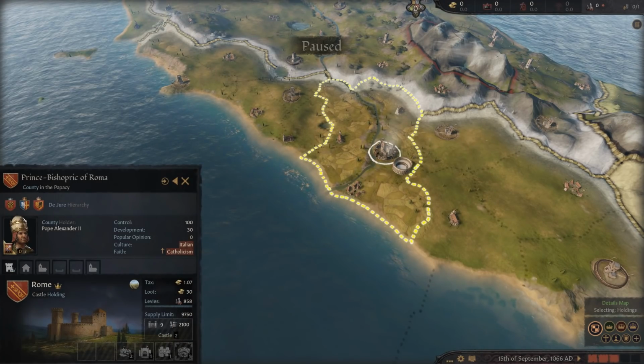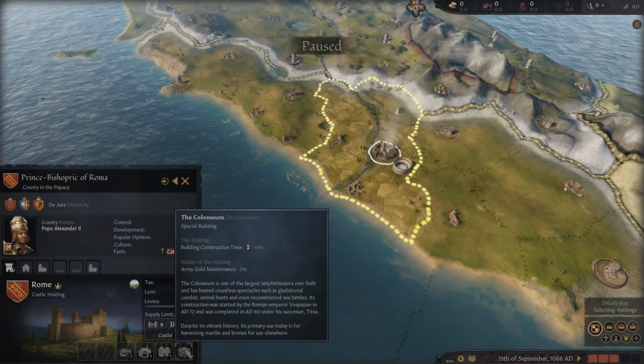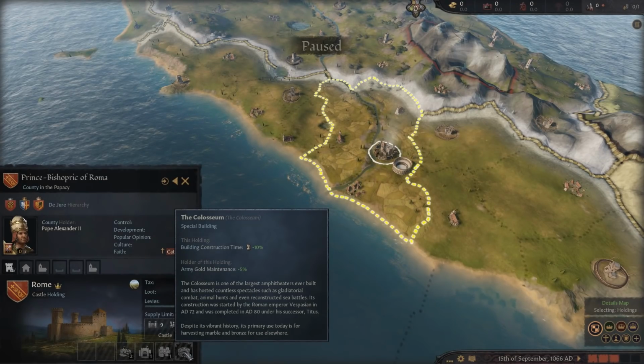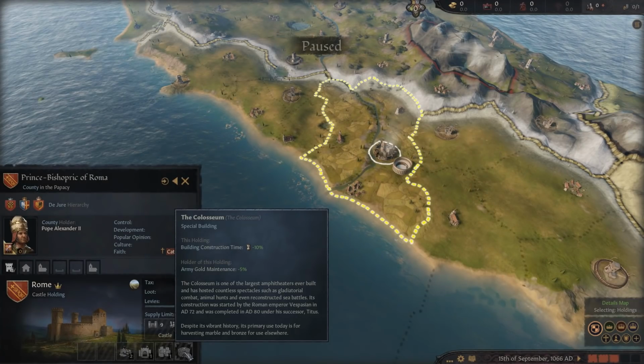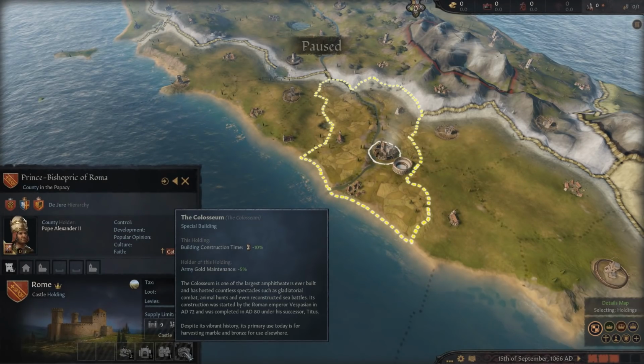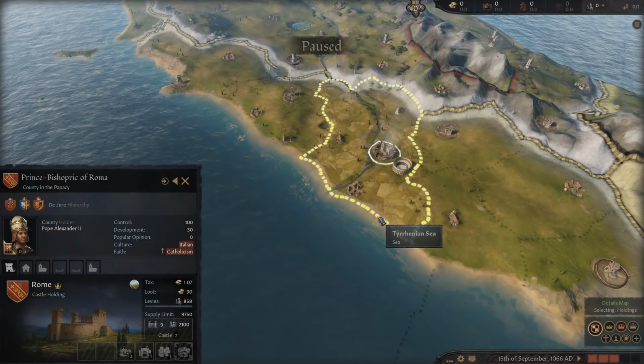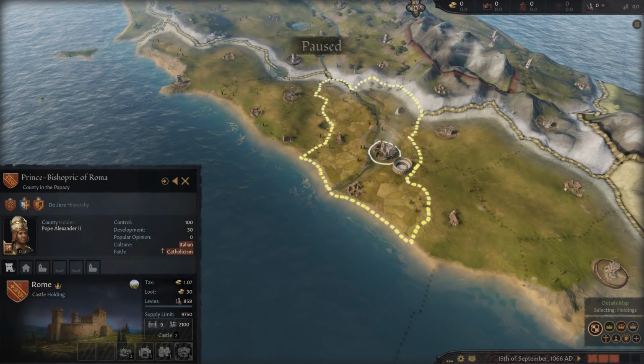Now, it's always constructed, it's always there, you don't need to enable anything. All it really does is give you a building construction time reduction of 10% and army gold maintenance of -5%. So it just looks really cool on the map. I mean, it's not overly useful.